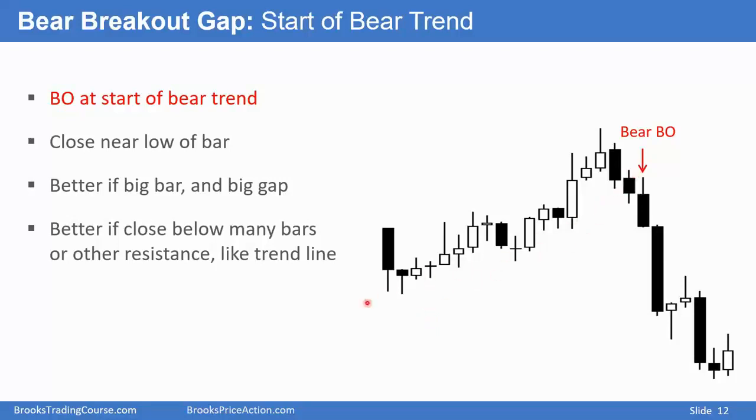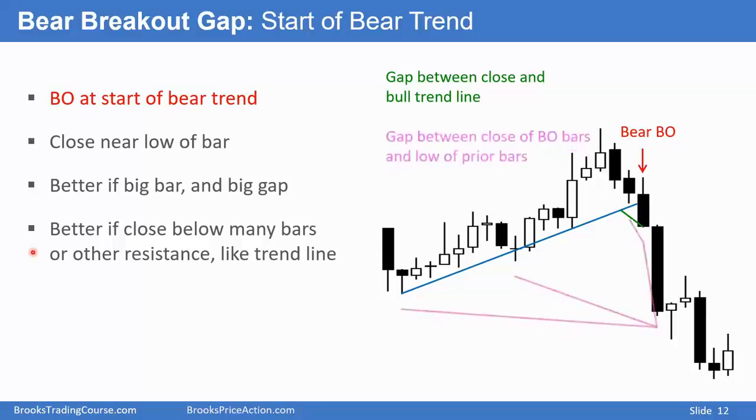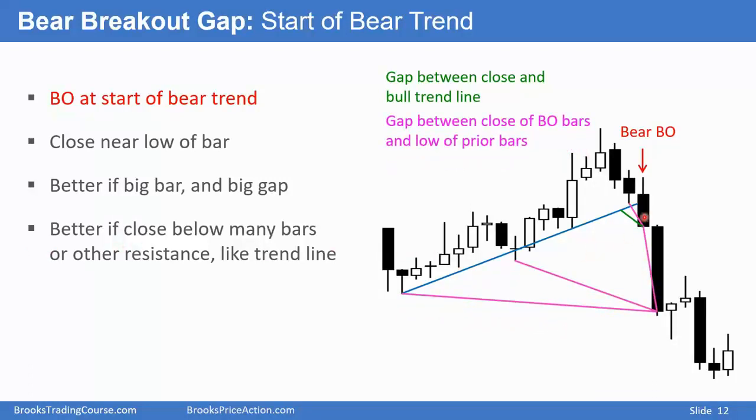There's a bull trend line here, and we're breaking below the bull trend line. The bigger the bar is, the more it closes on its low. The more bars to the left it closes below, the more likely we're going to go lower. It closed below the trend line, so there's a gap between its close and the trend line, a gap between its close and the low of the prior bar. Gap here, and then we have an even bigger bear breakout, and there's a gap between its close and the low of the prior bar, its close, this low, its close, that low.